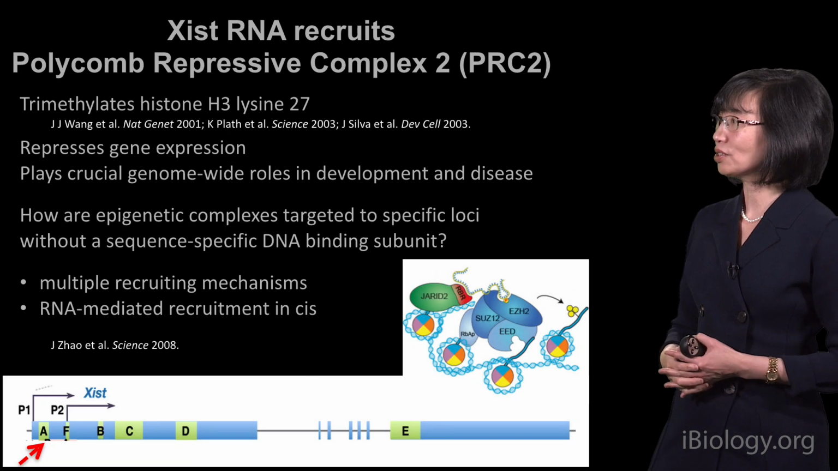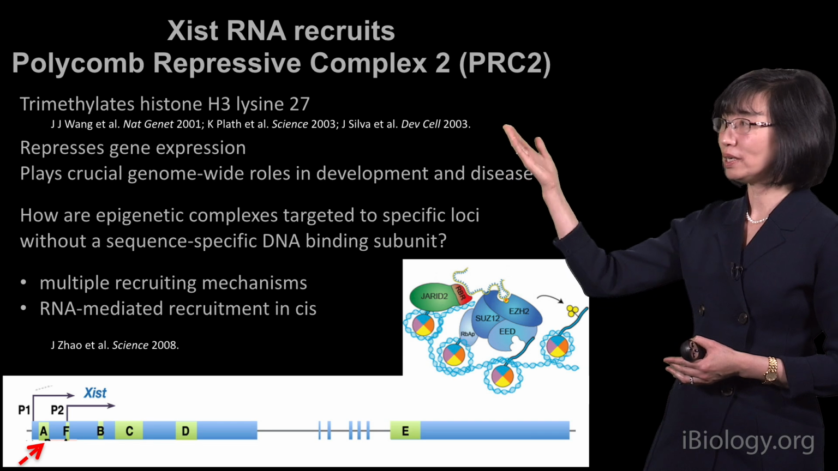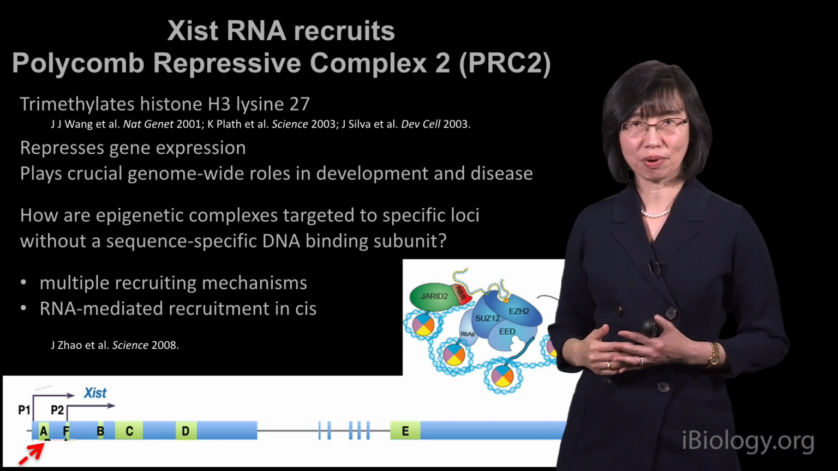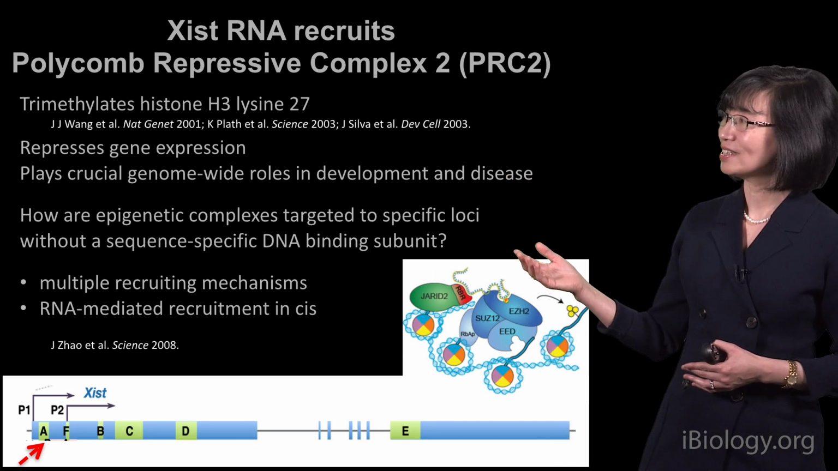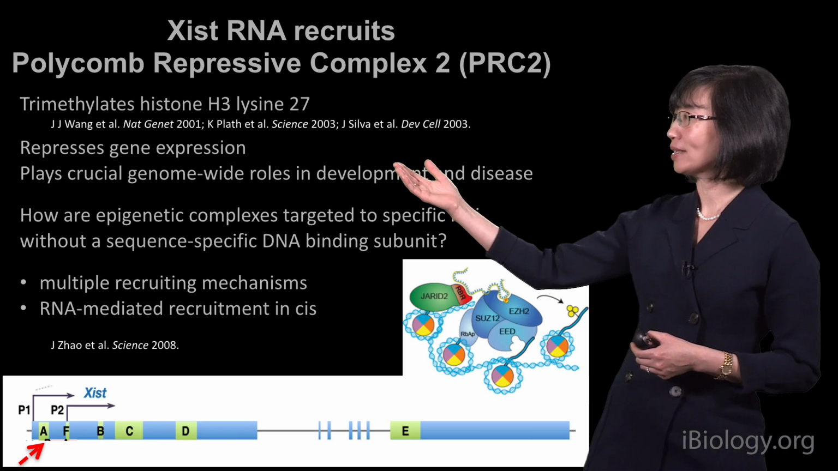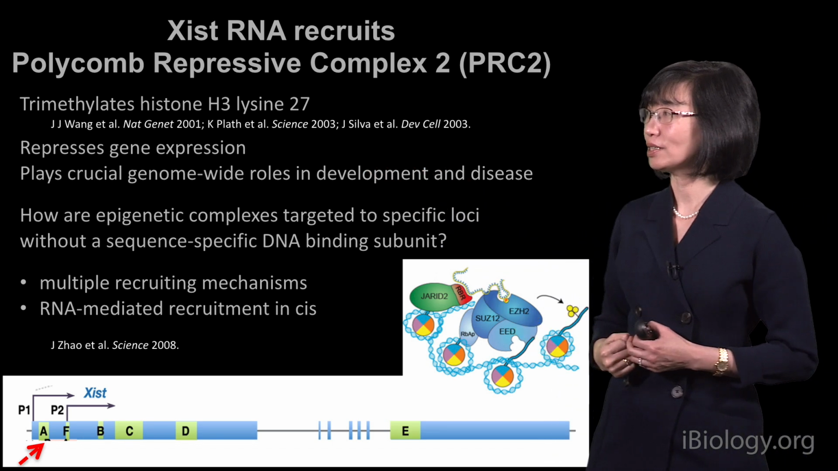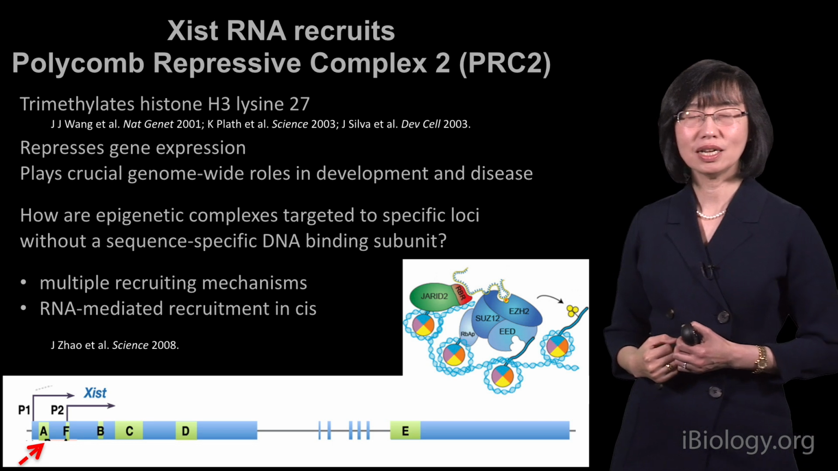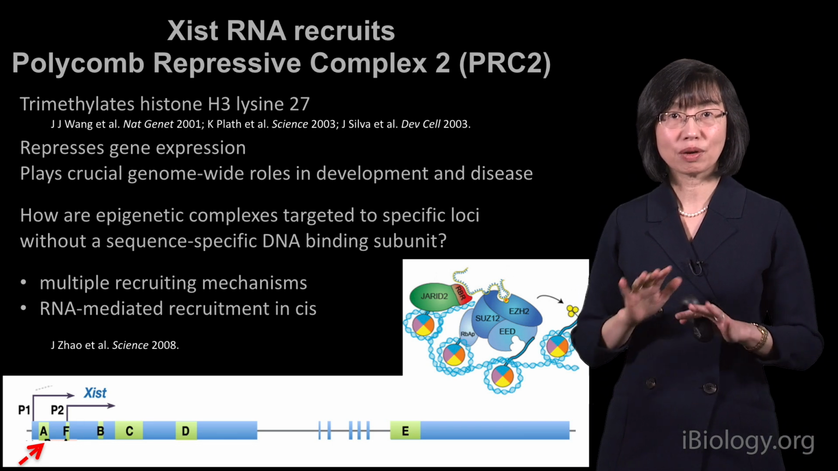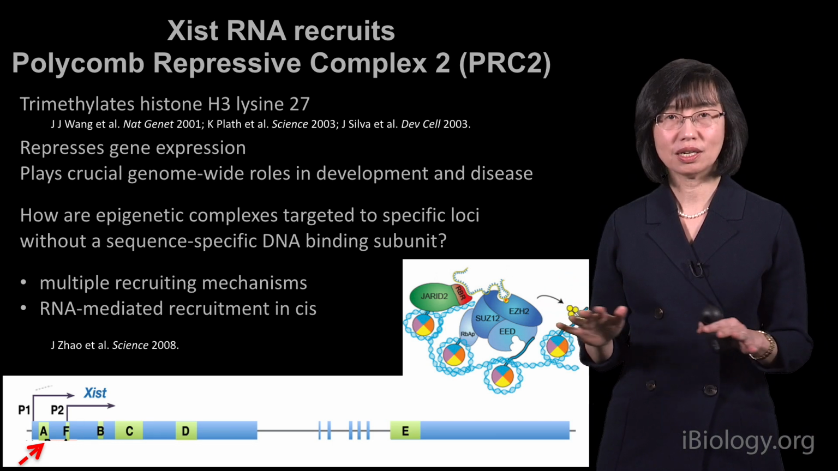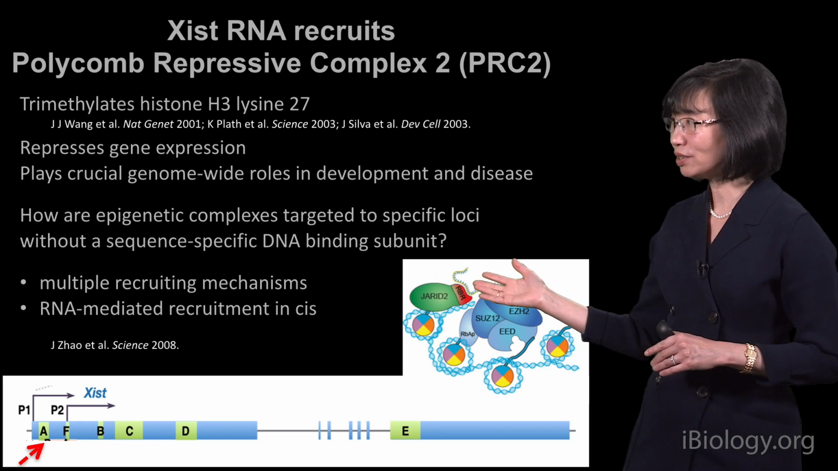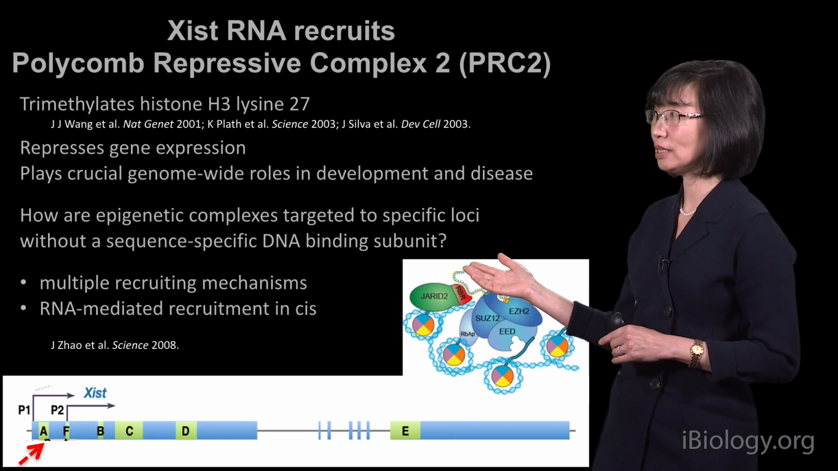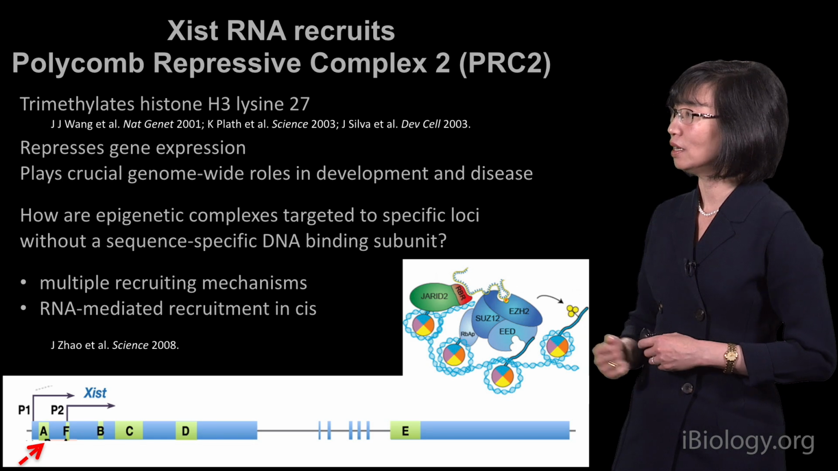And one of the factors that it recruits is this PRC2, or Polycomb Repressive Complex 2. This is an epigenetic complex that trimethylates histone H3 at lysine 27, and is a very important enzyme that represses gene expression and is important throughout development as well as during the etiology of disease.